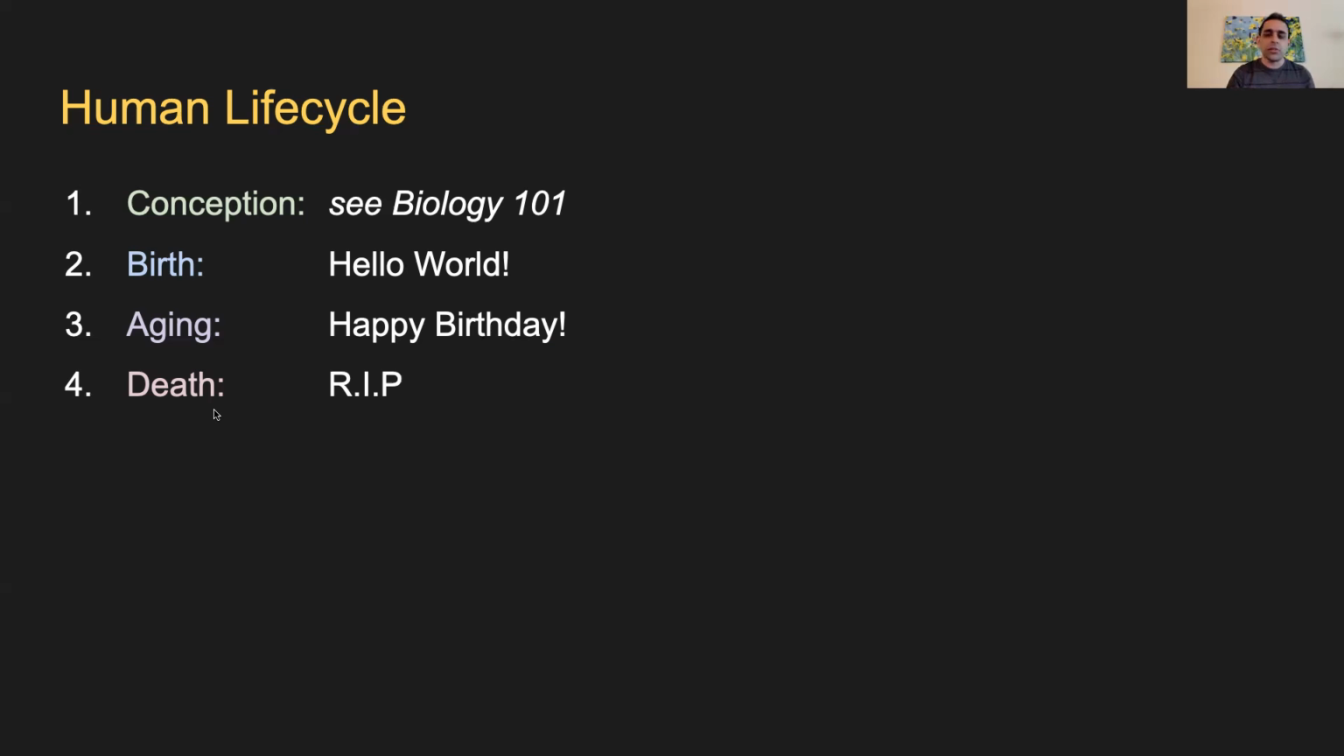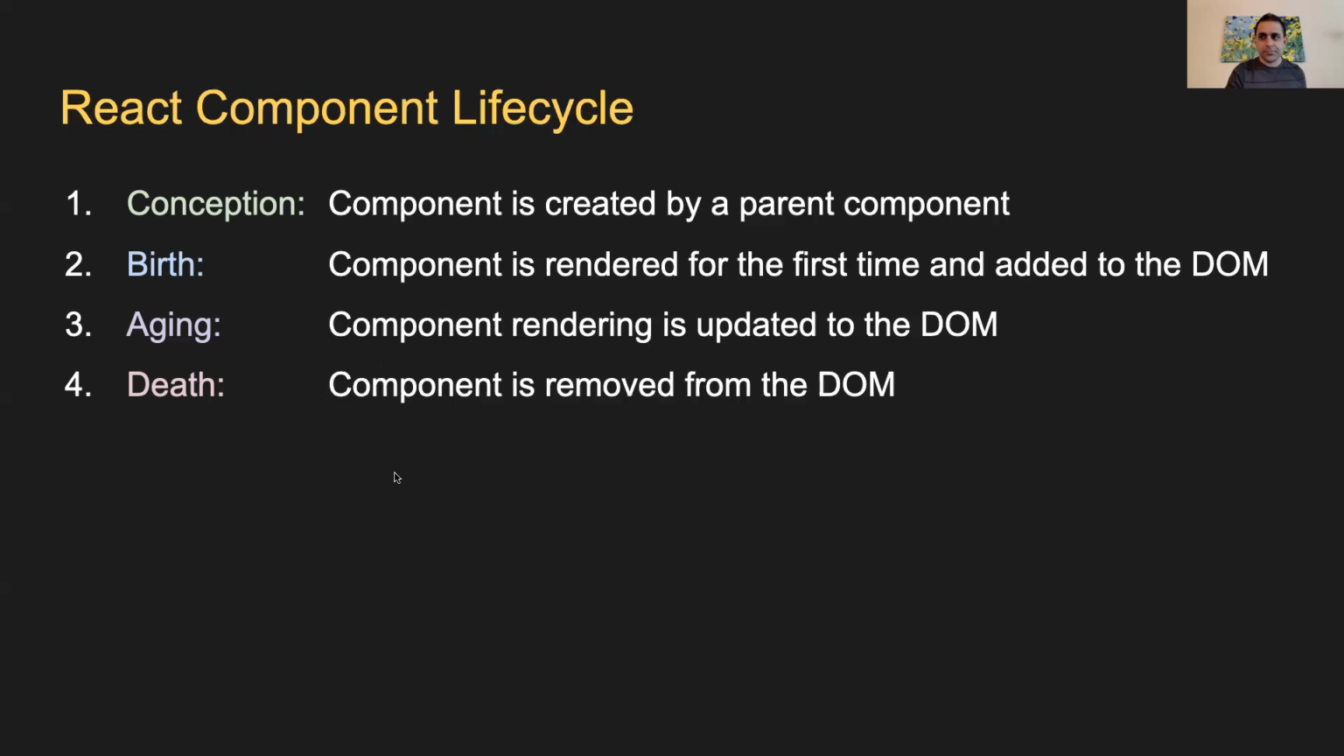Why are we talking about the human life cycle? Well, because I think it's easy to parallel it with the React component life cycle. We have some similar points in the life of a component. First, we have conception, where the component is being created by a parent component. The parent component says, hey, I want to render a meal component, for example, which we did in our previous example. That's the point of conception.